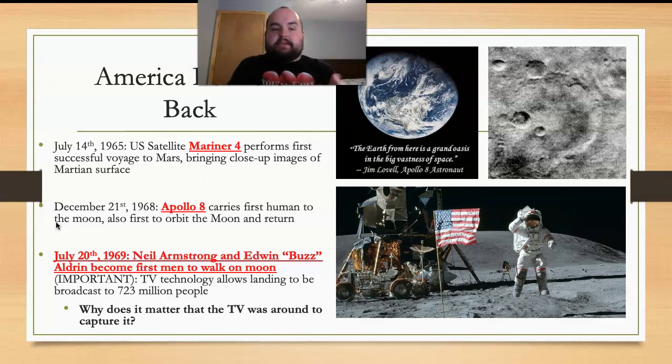Finally, and infamously, by July 20th, 1969, Neil Armstrong and Edwin Buzz Aldrin became the first men to walk on the moon. Interestingly, TV technology had also progressed to the point that this landing was broadcast to about 723 million people once it happened. So, why is it so important that TV was around to capture this moment?